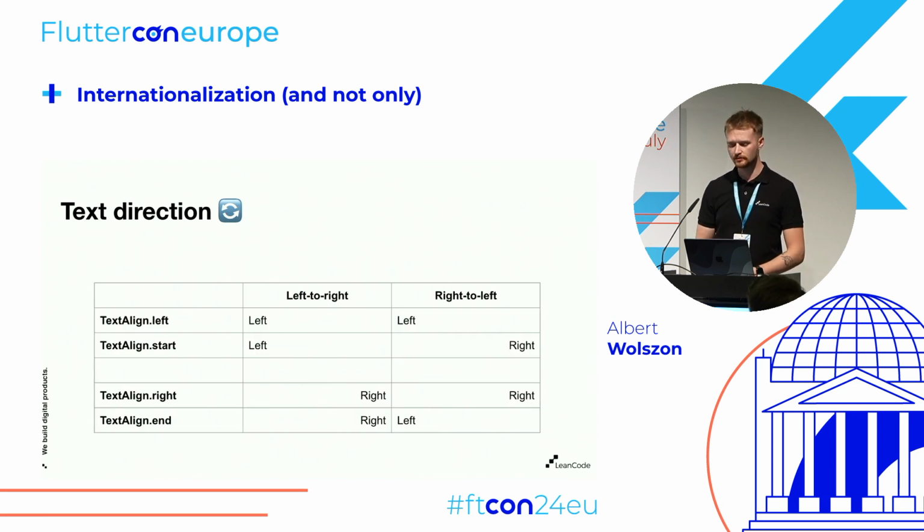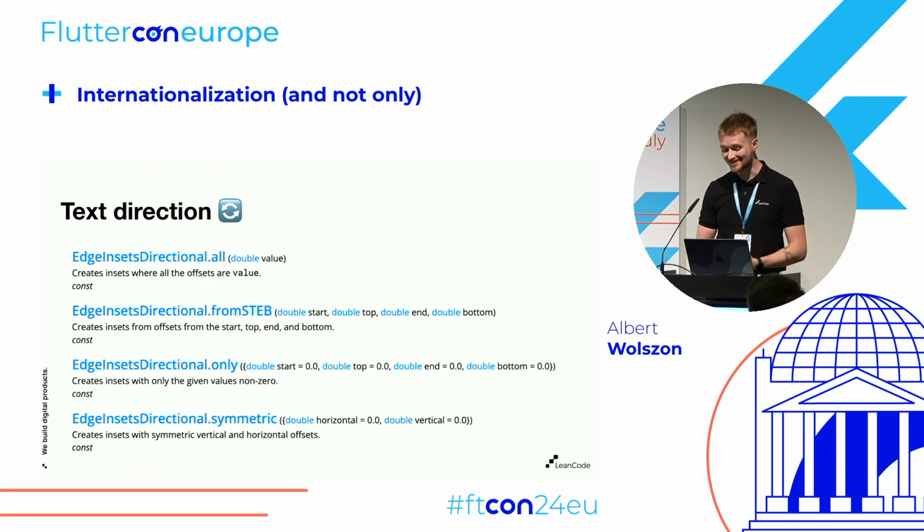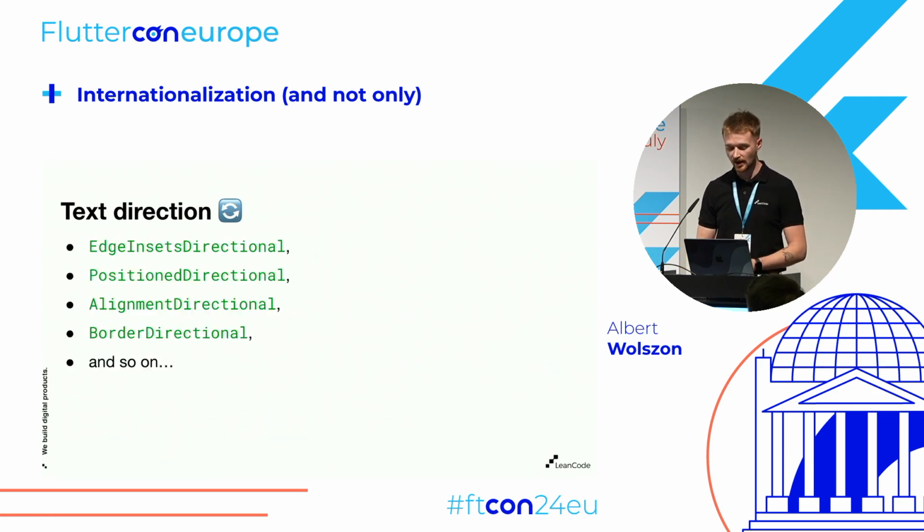And there are some concepts, some notions in Flutter that support this directionality. One example could be the text align that has both the left and right text alignment. That's left is always left, right is always right, but also the start and end, which are text direction aware, and based on this text direction mean different things, as you can see in this table. There's also the edge insets that normally have the left and right, but there's the edge inset directional subclass that has also the start and end instead. That's text direction aware. And there are plenty of other structures that are text direction aware, like the alignment directional, for example.